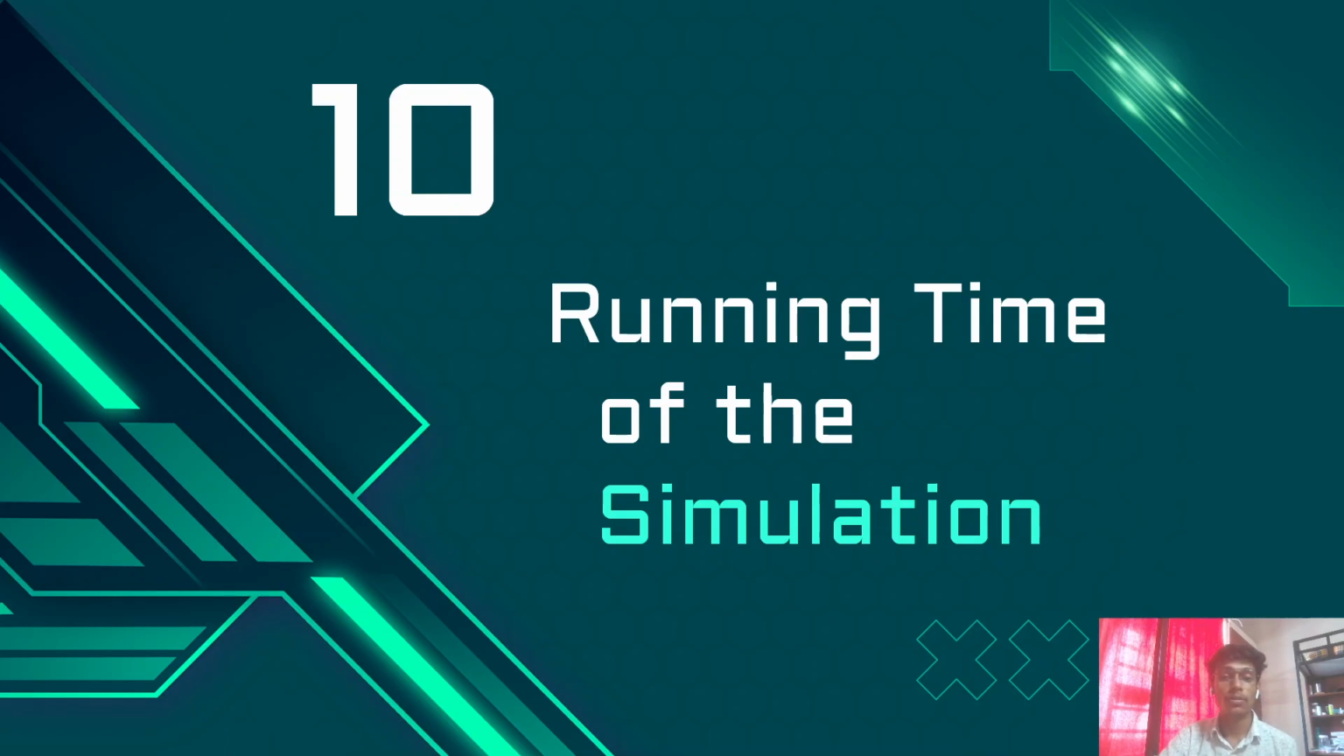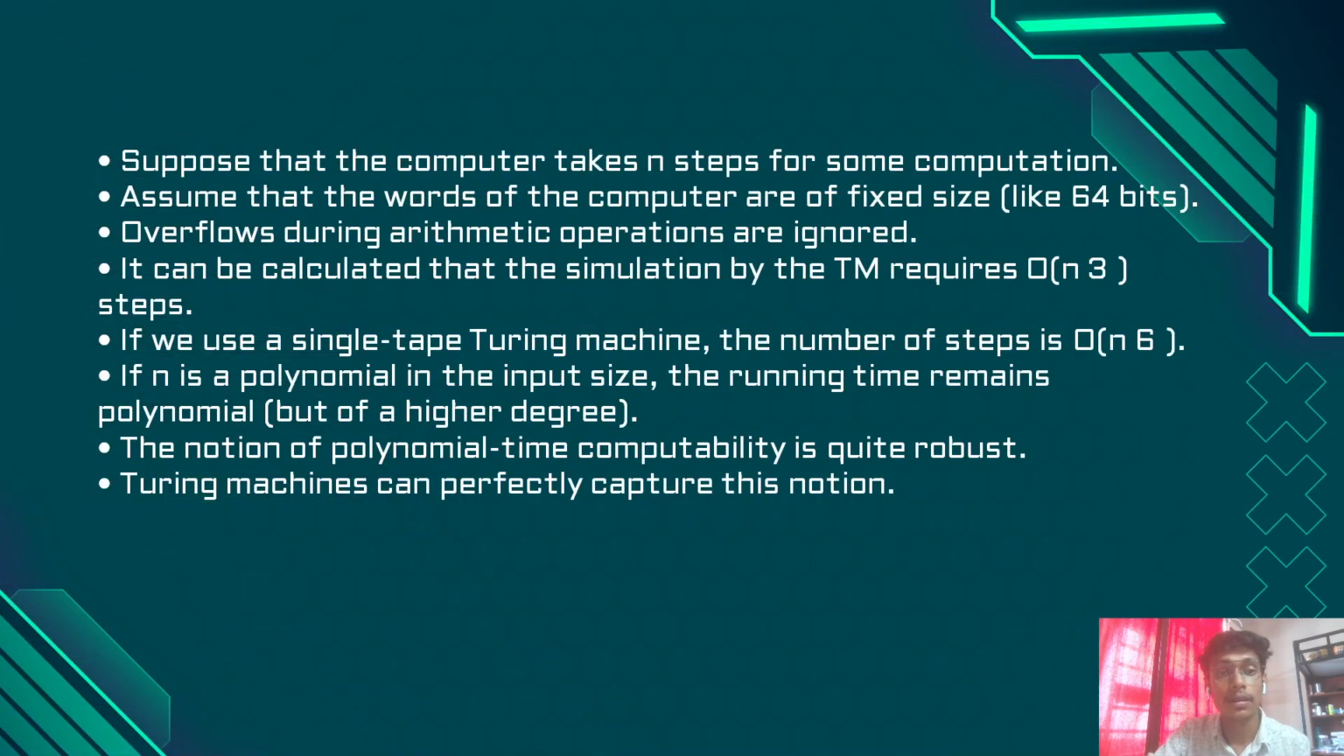Now, this is how we analyze the running time of the simulation. Suppose that the computer takes n steps for some computation. We will assume that the words of the computer are of fixed size, like 64 bits. Overflows during arithmetic operations are ignored. It can be calculated that the simulation by the Turing machine requires big O of n cubed steps. If n is 2, then it will take 2 cubed, that is 8 steps.